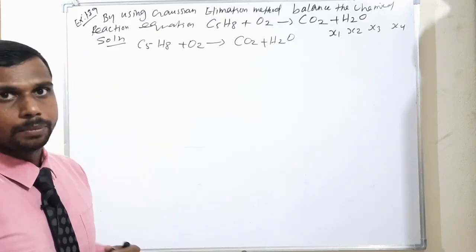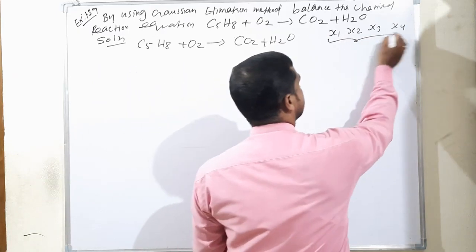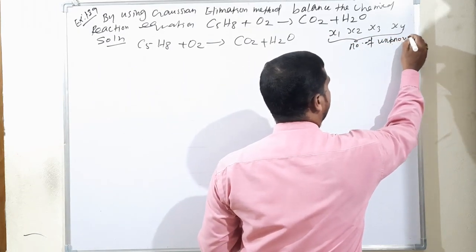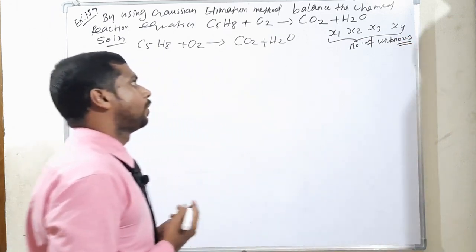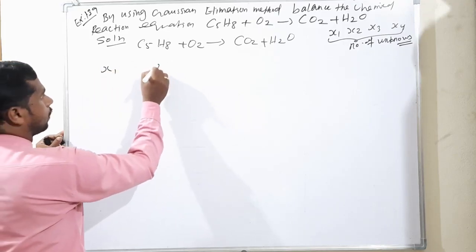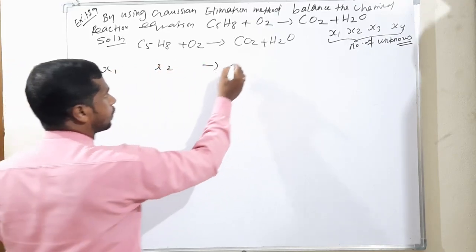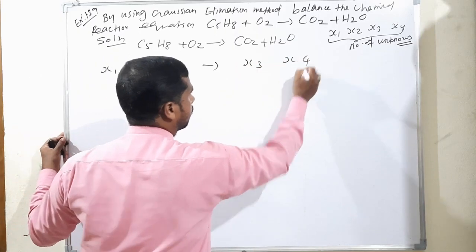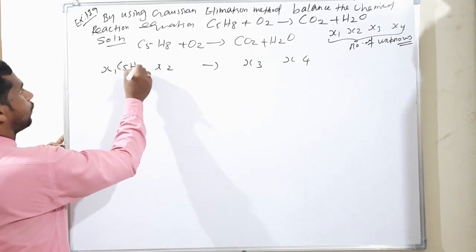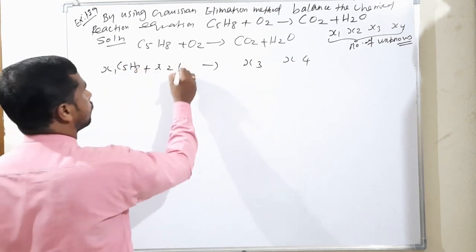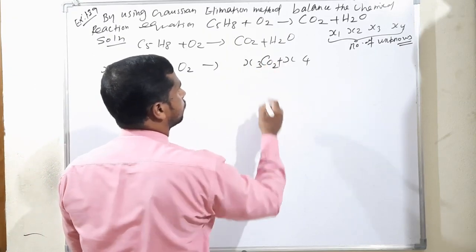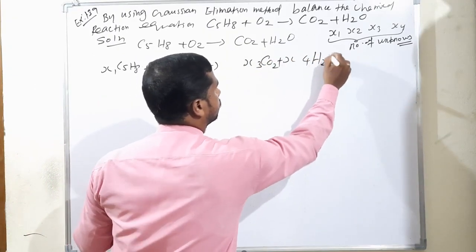So the number of unknowns is equal to 4. How does each one react? x1 C5H8 plus x2 O2 gives x3 CO2 plus x4 H2O.